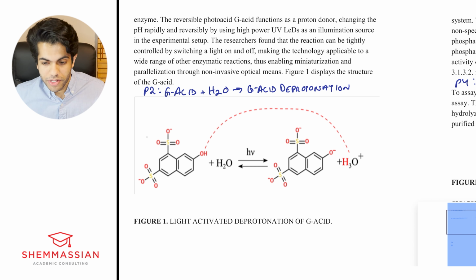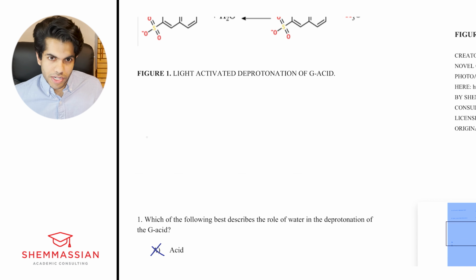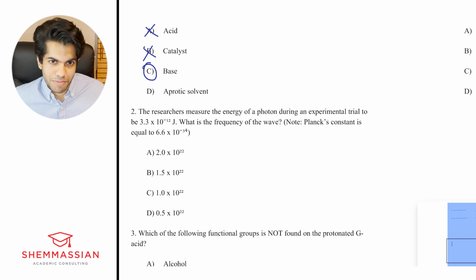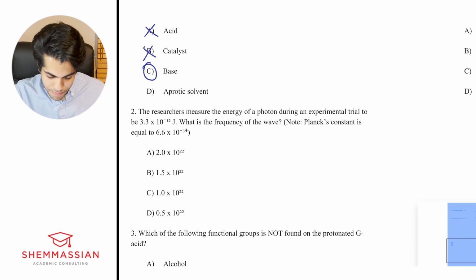And then D, aprotic solvent. It's important to know your terminology here. What is protic versus aprotic? In simple terms, protic solvents can hydrogen bond, whereas aprotic solvents can't. And it should almost be glaringly obvious why this should be incorrect, because H2O is very well known for its ability to hydrogen bond. So definitely not aprotic. H2O would be protic. So we would go ahead and eliminate D, and C remains as our best answer.